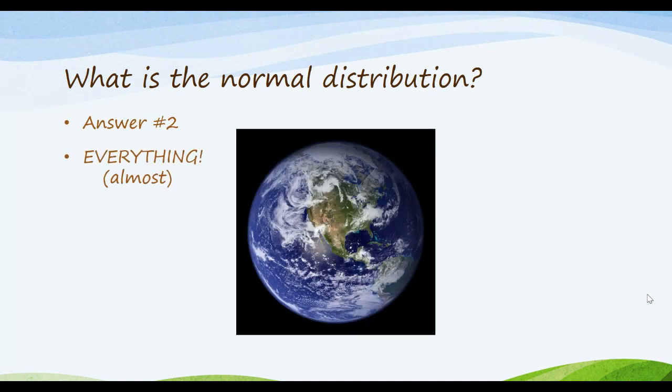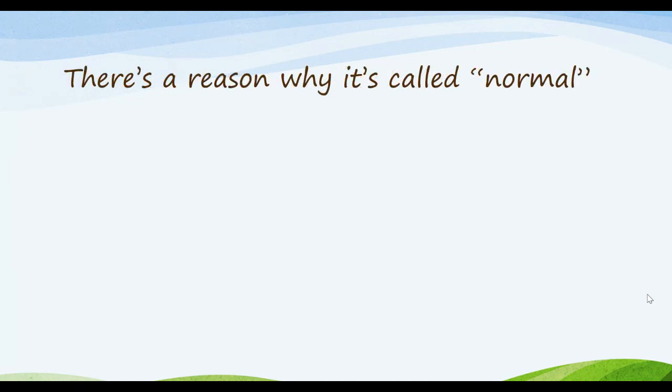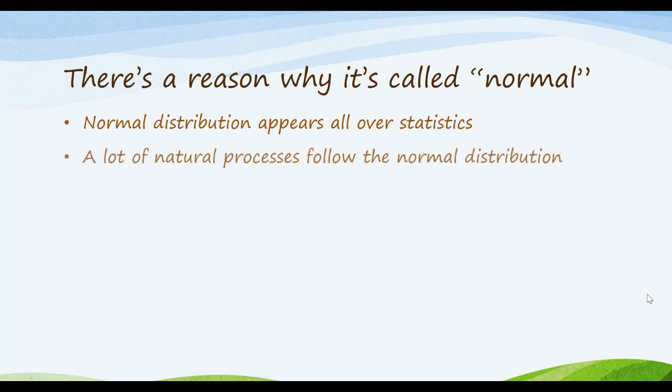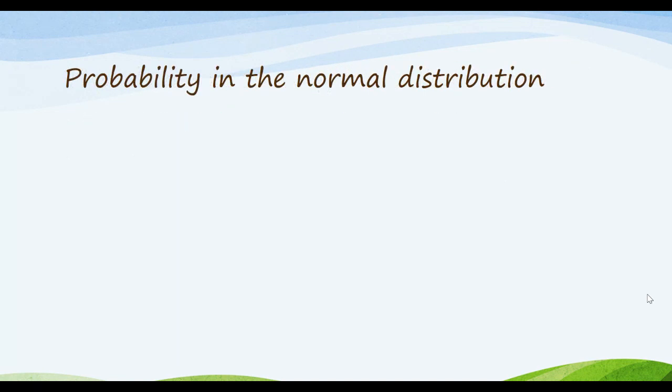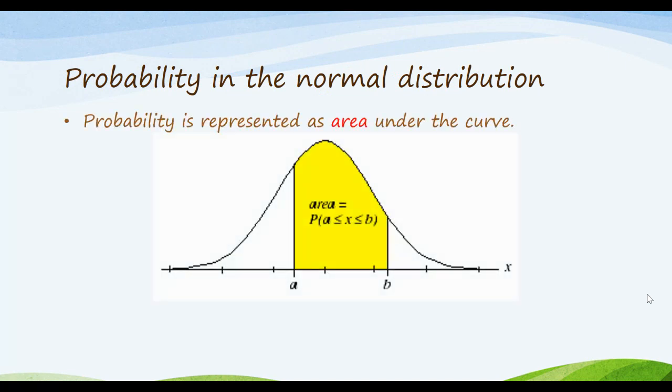So almost everything falls into the normal distribution, and even if it doesn't, we can at least use the normal distribution to help us estimate values, which we'll talk about more as we go into the next lesson as well. So we see so many things follow this, so that's why we use the word normal, and like I mentioned, we can kind of fake it if it's normal enough to help us out.